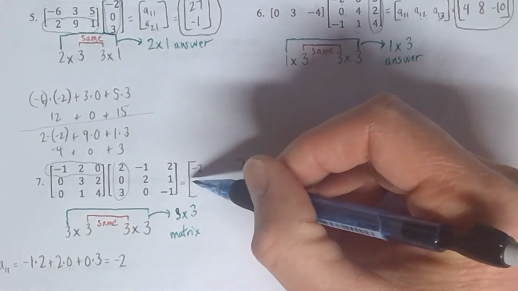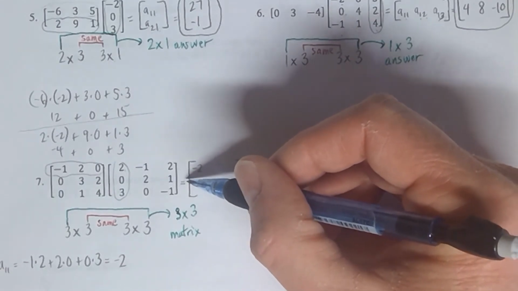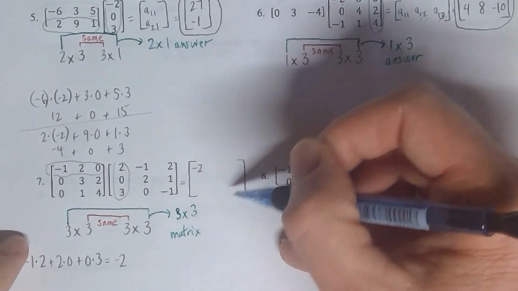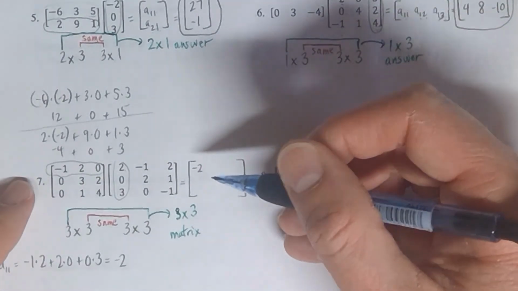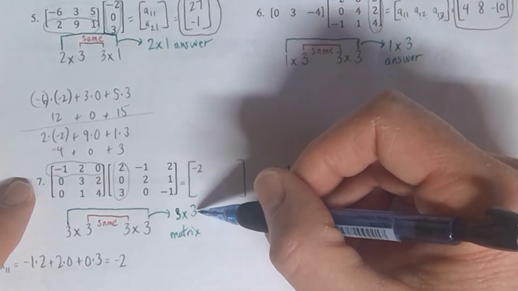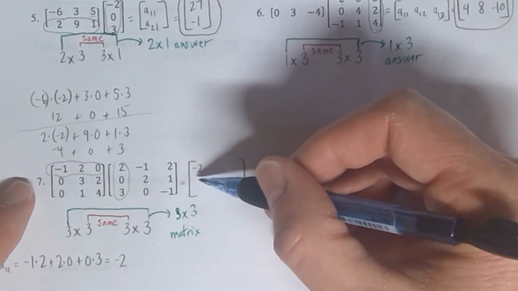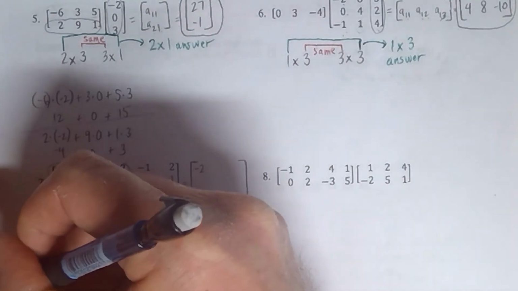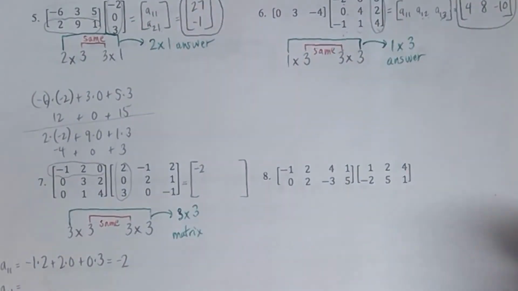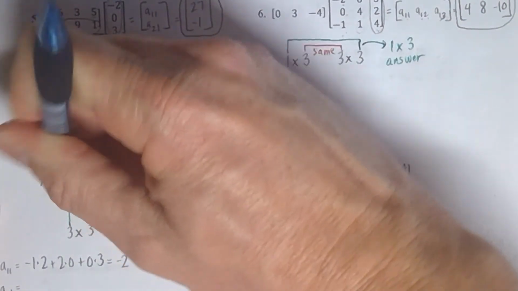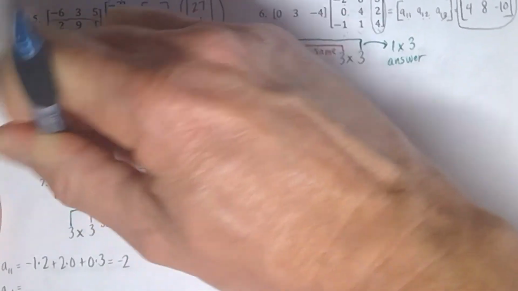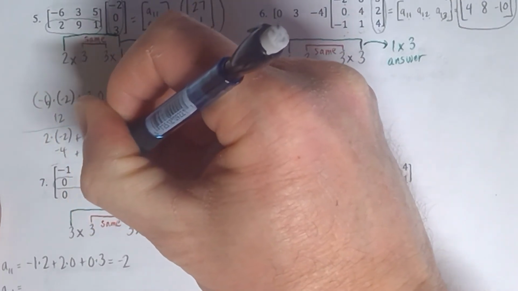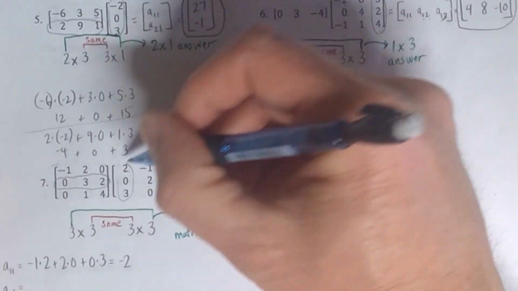This next element right here, underneath that, and you could do this one over here next if you want. It doesn't matter, just as long as you do all 9 numbers that you're supposed to do for this 3 by 3 matrix. But what does this one come from? This is the second row and the first column. That means we take the second row from the first matrix and the first column from the second one.